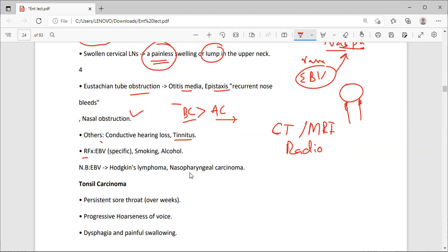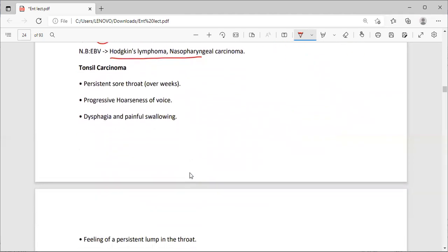So risk factors are Epstein-Barr virus. This is very important. Smoking and alcohol. Epstein-Barr virus will lead to Hodgkin lymphoma and nasopharyngeal carcinoma. This is very important. So it can lead to these two carcinomas. Tonsil carcinoma. Okay. So now let's move on to the tonsil carcinoma.